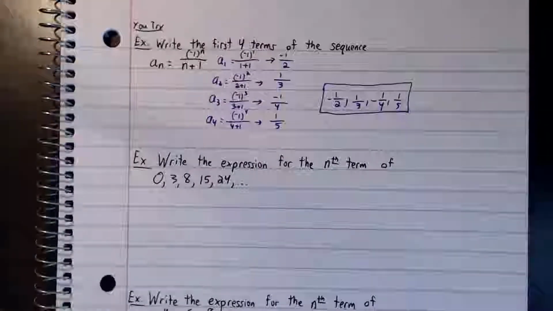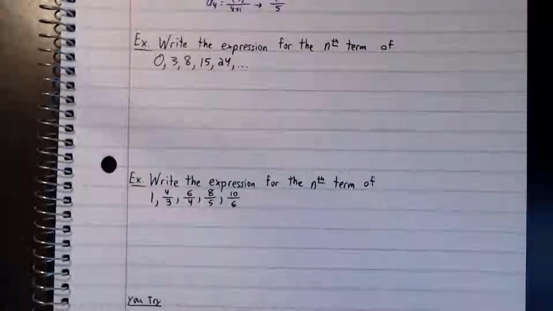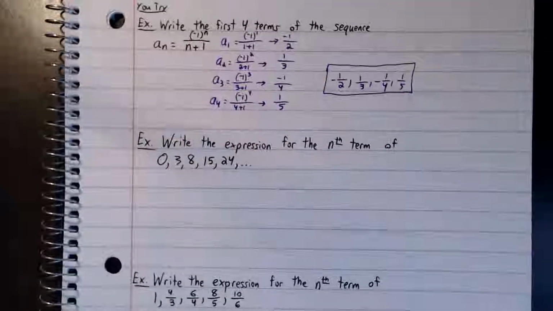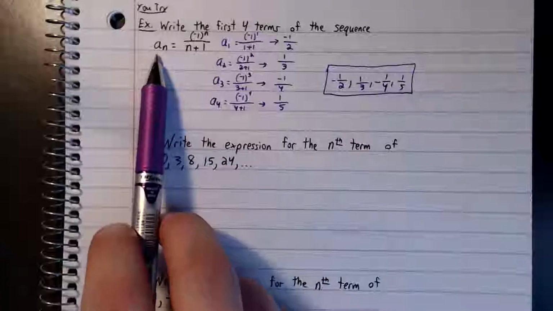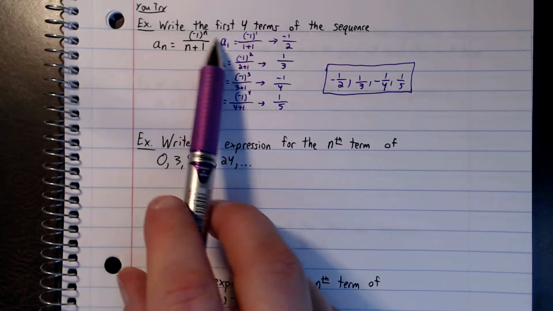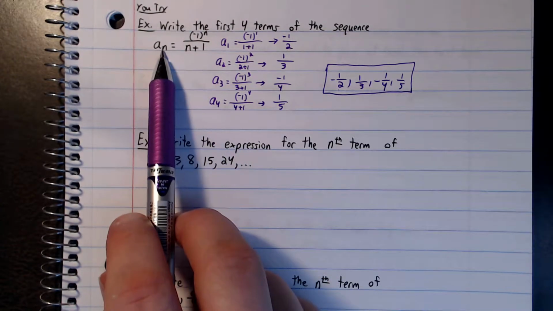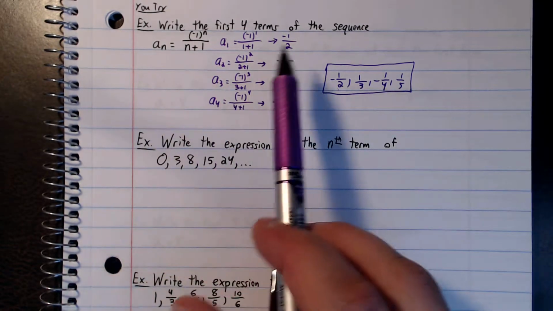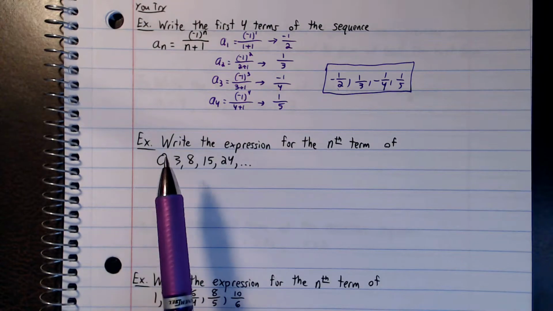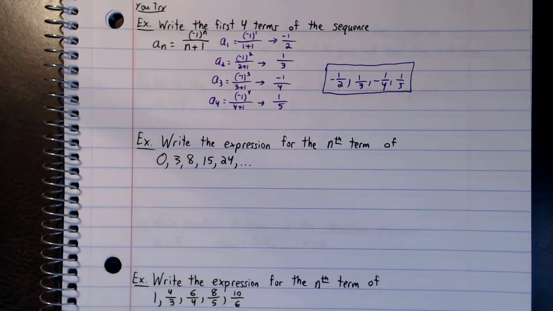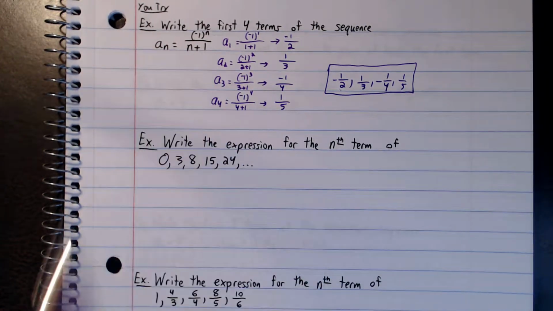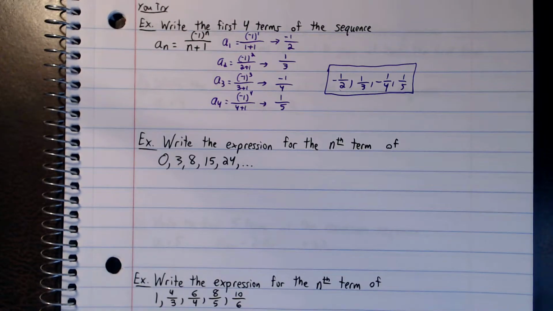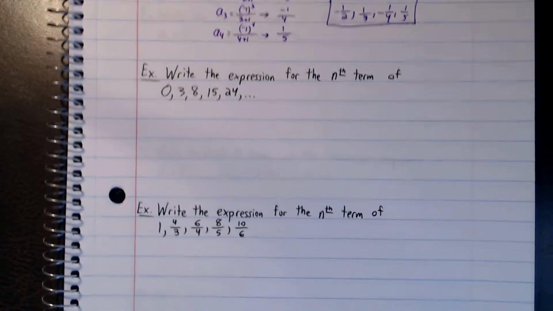Okay, now we're going to do something a little bit different. We're going to be writing the expression for the nth term. So this was the expression of the nth term. Depending on what place we're talking about, we would have some sort of formula and we get a value. So now they're giving us what those values are. We need to try to figure out what that function is, basically, to get the next term.